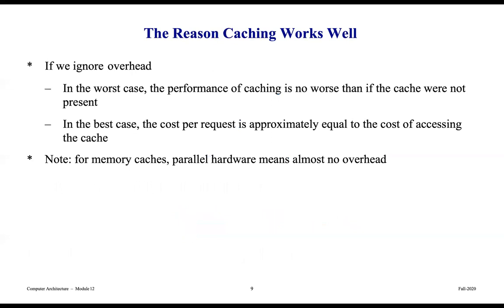So what is the reason that cache works well? If we ignore overhead, in the worst case, the performance of cache is no worse than if the cache were not present. So it can only get better. That's an encouraging point of view. In the best case, the cost per request is approximately equal to the cost of accessing the cache, and that is very promising. If we design the cache to be very fast, we can make a huge impact in performance. We want to note that for memory caches, parallel hardware means almost no overhead.